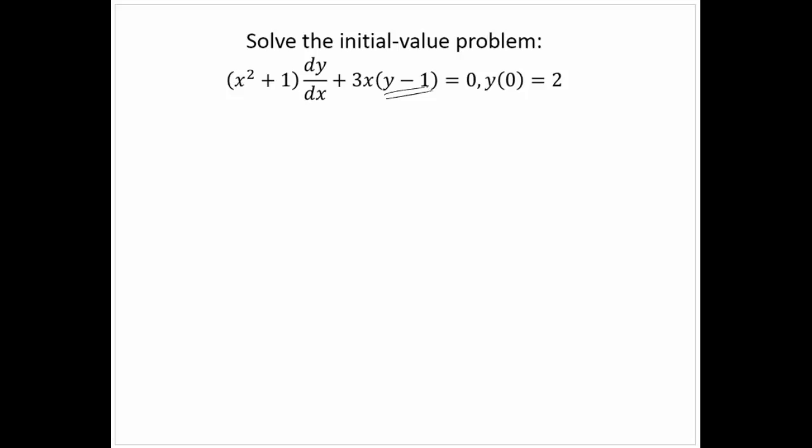So what I'm going to do is I'll leave the x squared plus 1 and I'm going to write y prime. Let me apply the distributive property here. Then I've got a 3xy minus 3x is 0. And now I'll add 3x to both sides.